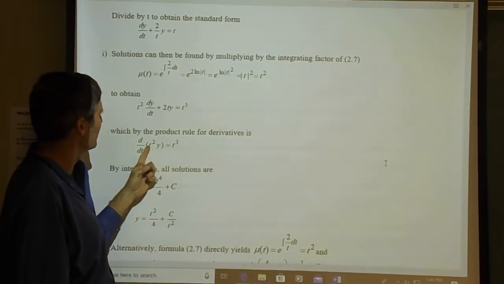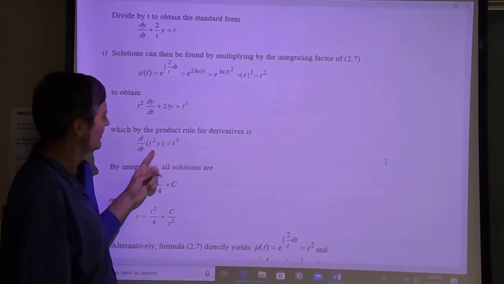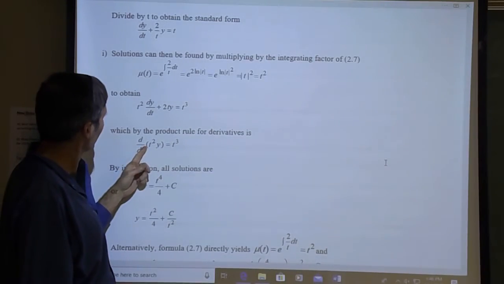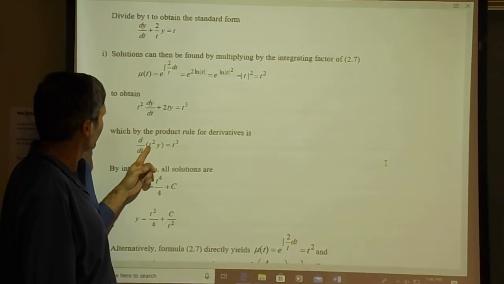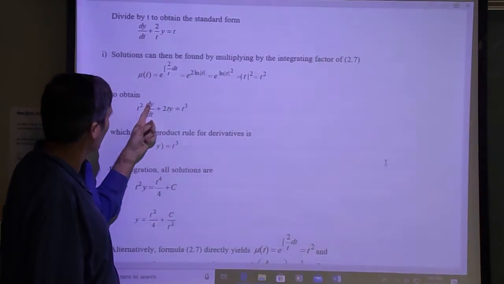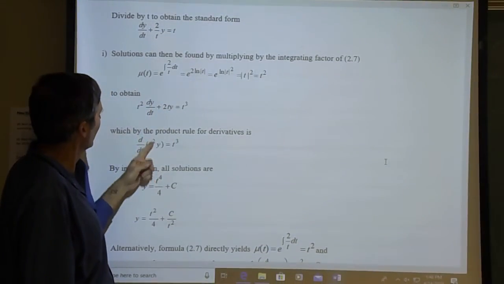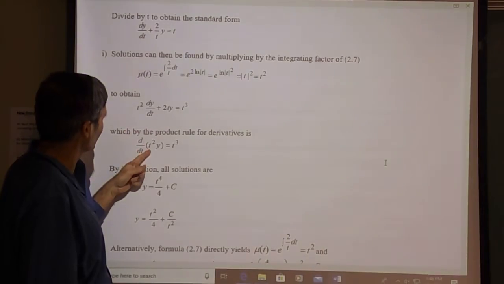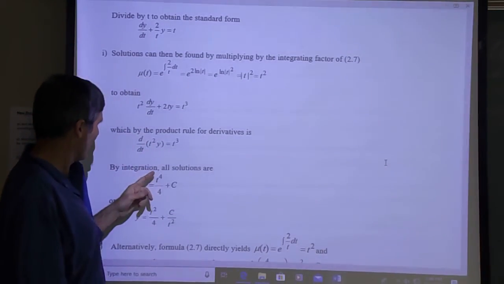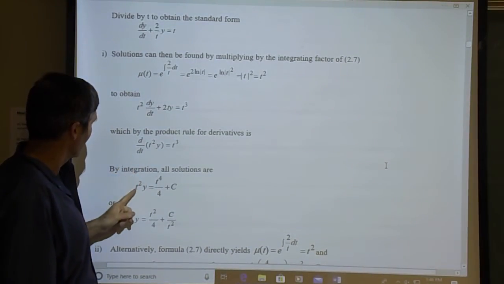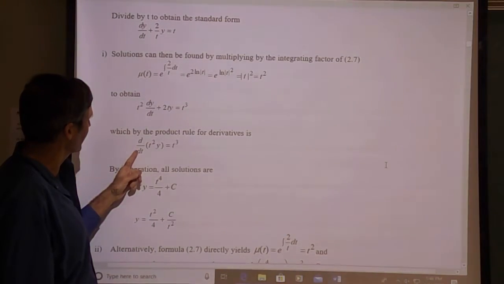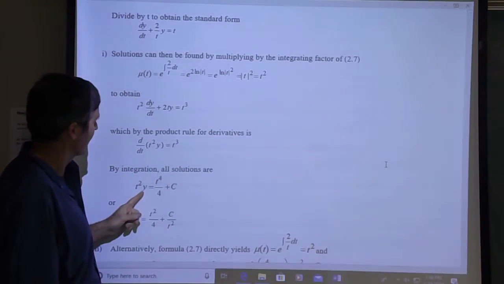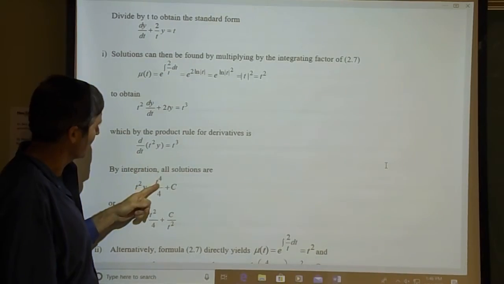It's always the derivative of mu times y, it turns out. We saw that above too. So if you just think about it, the derivative of t squared times derivative of y plus derivative of t squared times y, right? So we use the product rule to rewrite this as the derivative of a product. And now integrate both sides. We get t squared y on the left, and by integrating the derivative, they undo each other. Integral of t cubed is t to the 4th over 4.